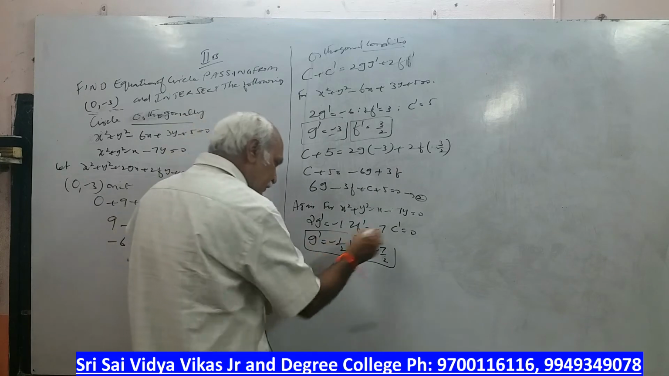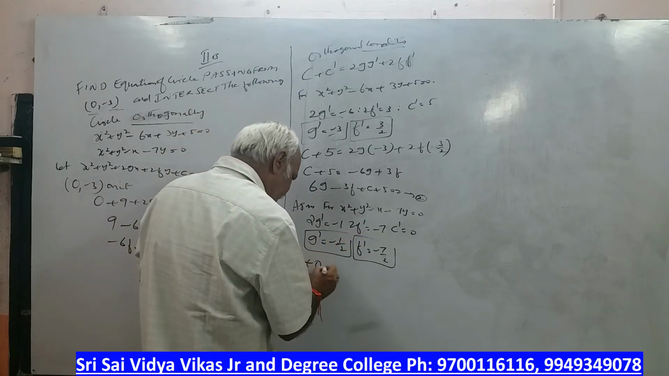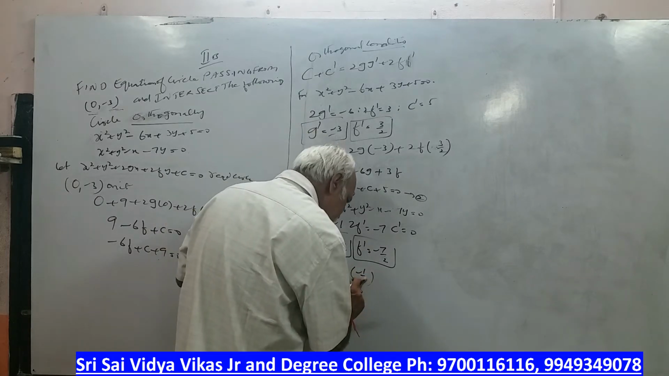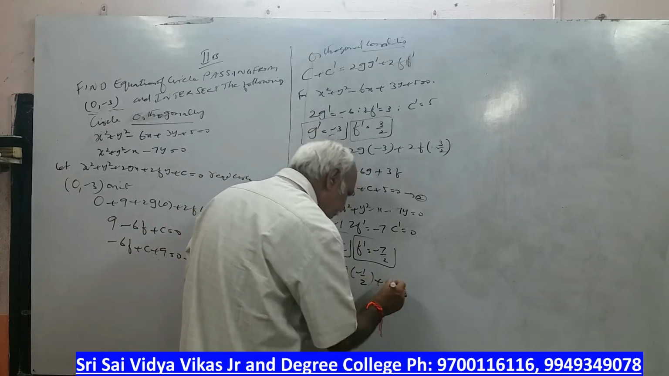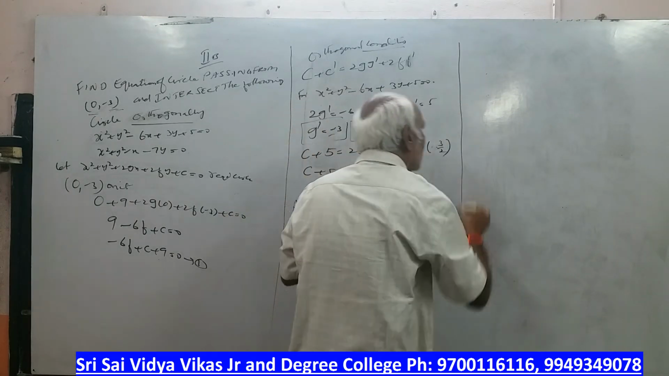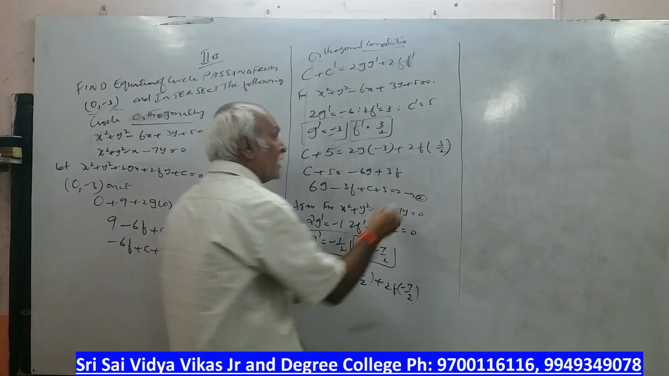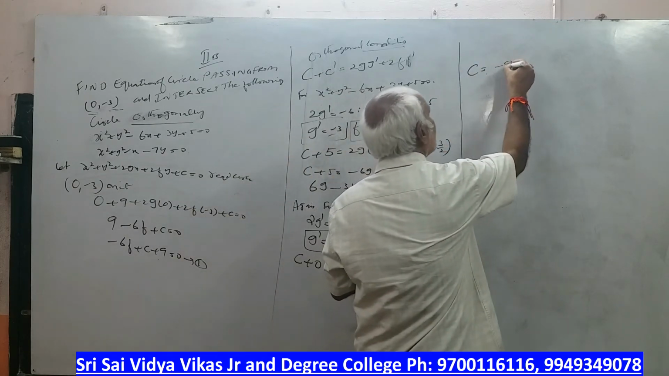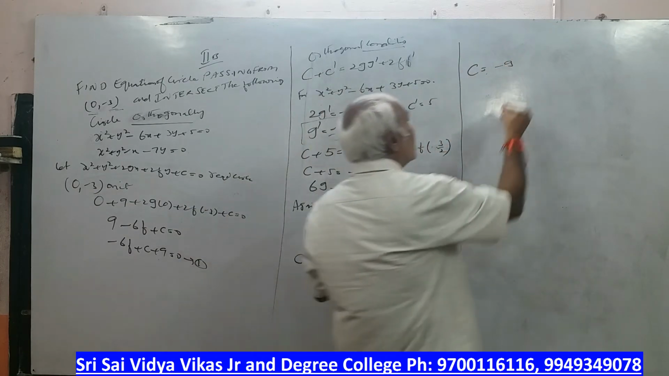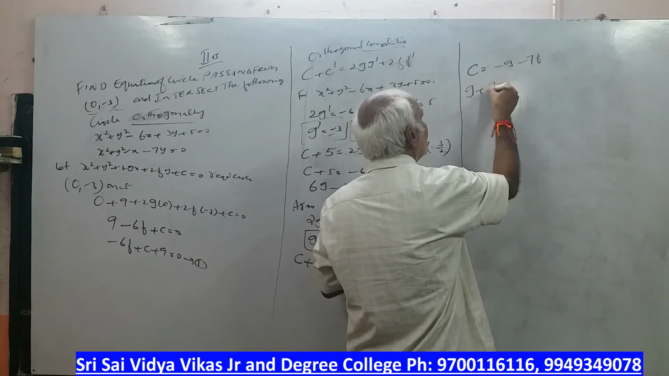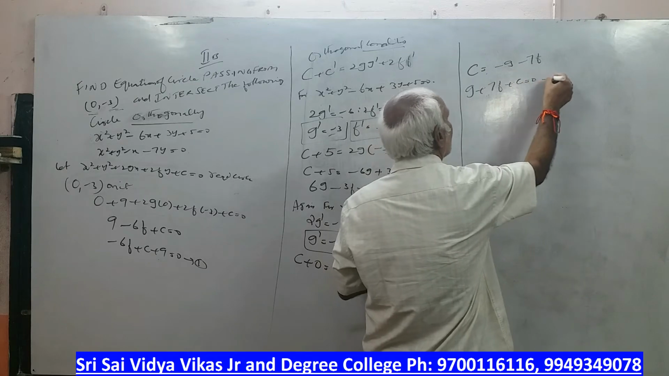Now c plus c dash; c value we do not know, c dash is 0, 2 into g into minus 1 by 2 plus 2f into minus 7 by 2. Okay, so 2 will get cancelled. C is equal to minus g, and here 2 will get cancelled, minus 7f. Bring the term this side: g plus 7f plus c is equal to 0.